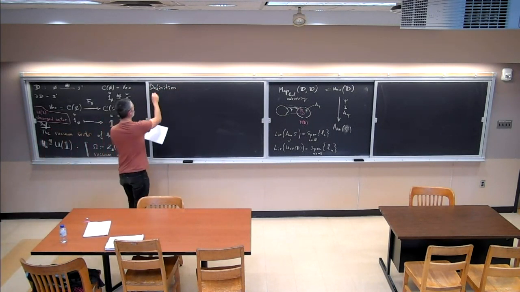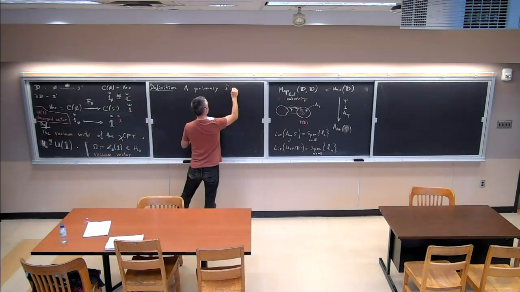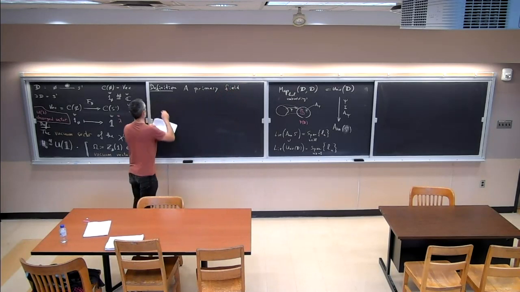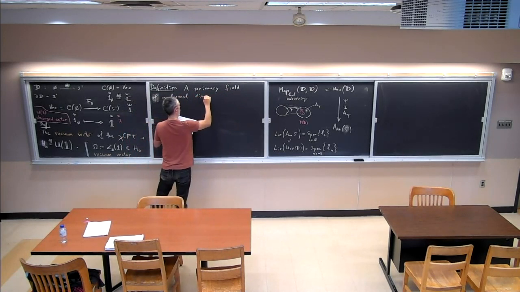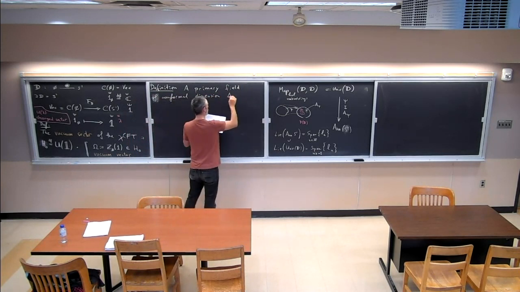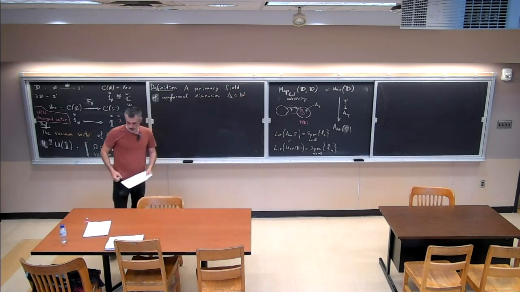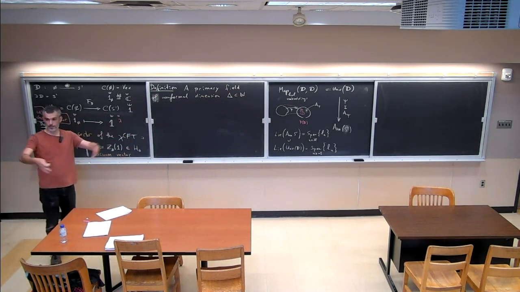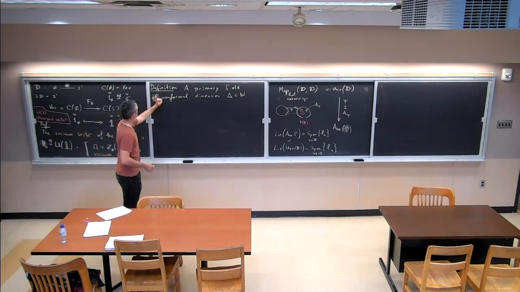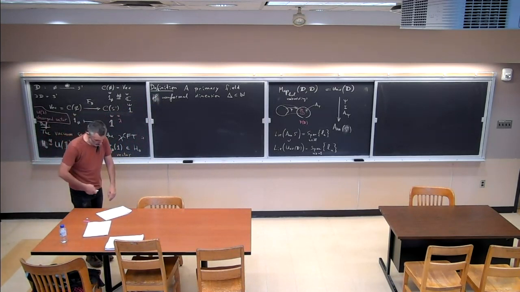Definition. Primary field of conformal dimension delta. That's one of these things that physicists write as phi of z. They sort of just write the thing and work with it without necessarily always asking exactly what it is. So these are really the basic things that you work with. But what is one of these?